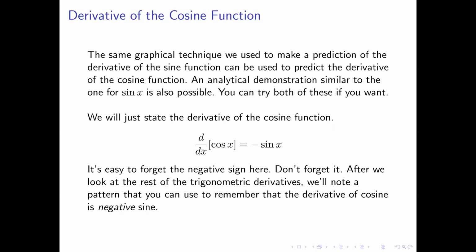There is a kind of pattern that we can use here, but in order to see it, we'll need to look at the derivatives of the other trigonometric functions. And then that will give us a way to help remember that there is a negative sign in the derivative of the cosine function. We'll do that after we've introduced the derivatives of the other trigonometric functions in our next lesson.